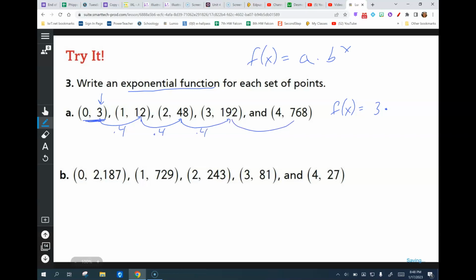Yes. And here we go. I would have to take a calculator to find that, but I'm pretty sure it's 4. Okay, actually I know it's 4. So that's 4 to the x. So my ratio is 4. This is my initial value.